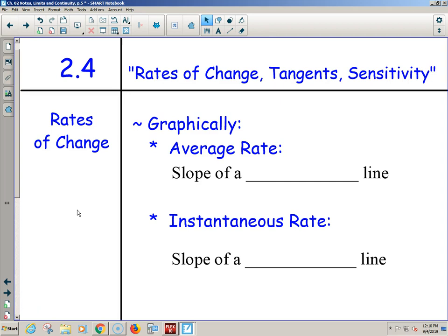Average rate versus instantaneous rate. Why the heck am I bringing that up? Because average rate is the slope of a secant line, whereas instantaneous rate is the slope of a tangent line. And what section are we in? Tangents. Maybe we've gone off on a few, but maybe they're at least somewhat related.